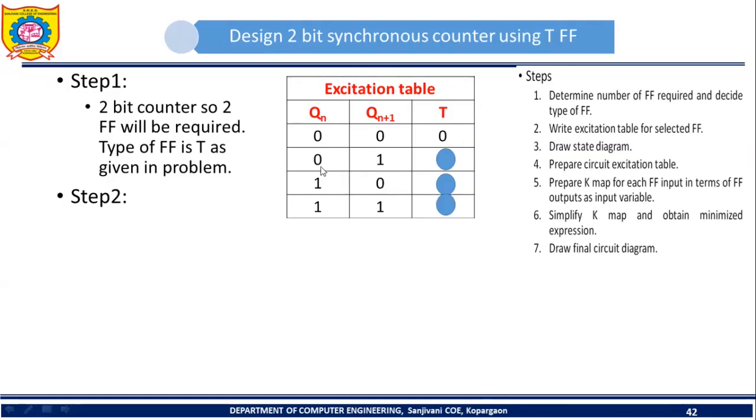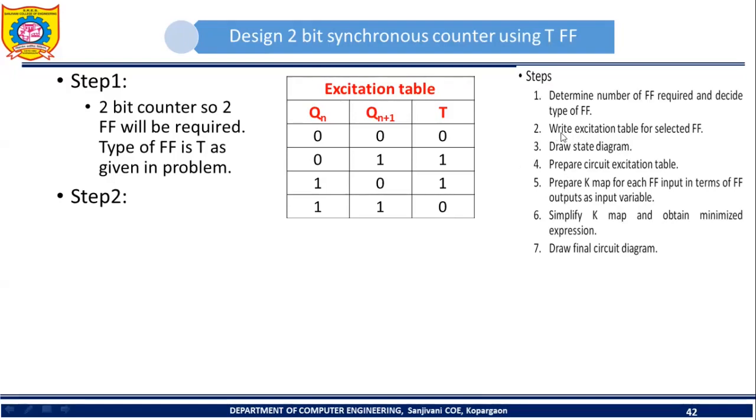T should be 0. Now see here, present state is 0, we want next state 1. So here we want a toggle operation. So T should be 1. Similarly here we want toggle, so T should be 1. Now here present state is 1, we want next state 1. Should T be 1? No. Here T should be 0 because there is no change in the state. In this way you can draw the excitation table.